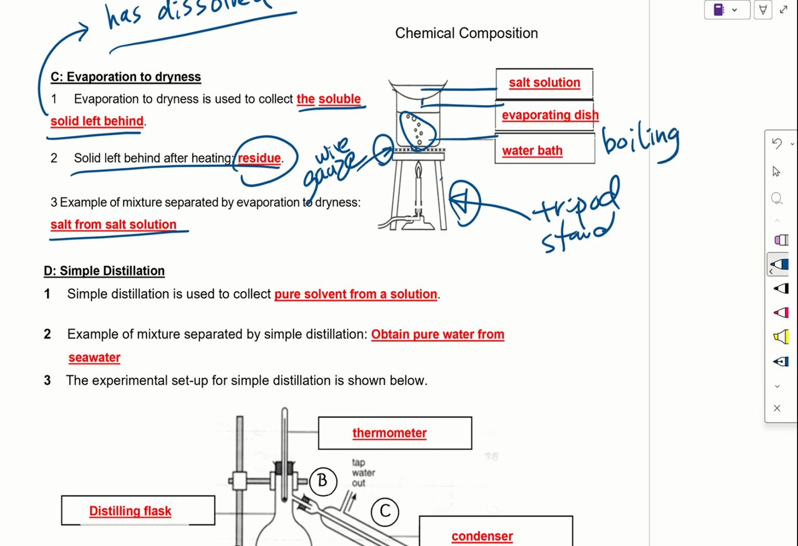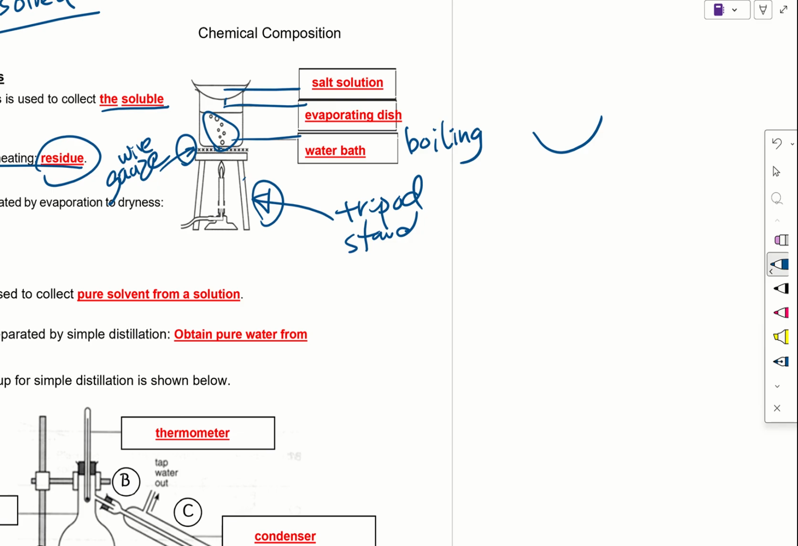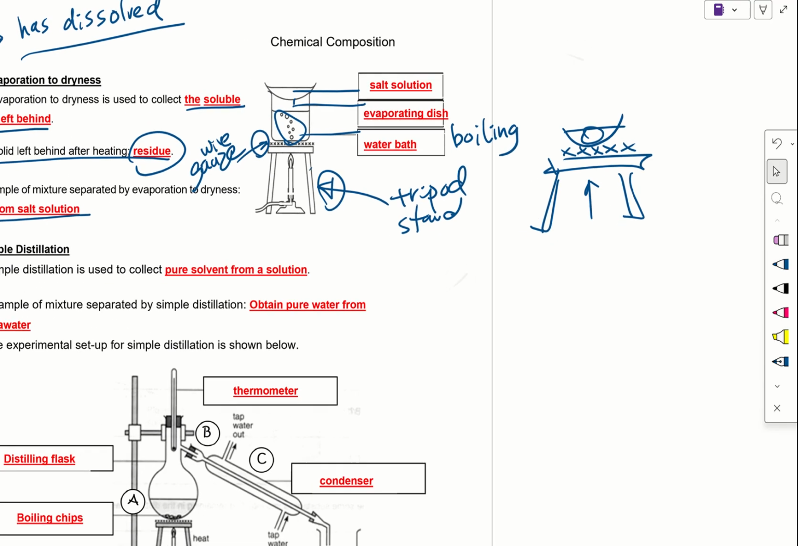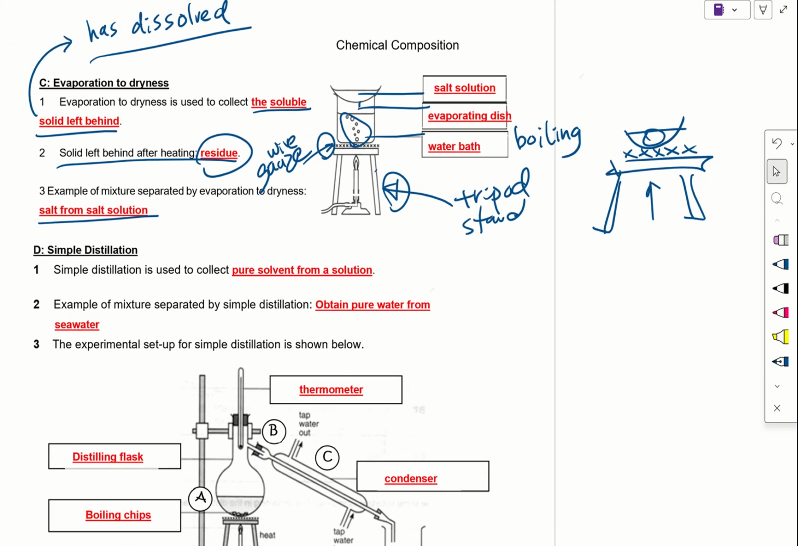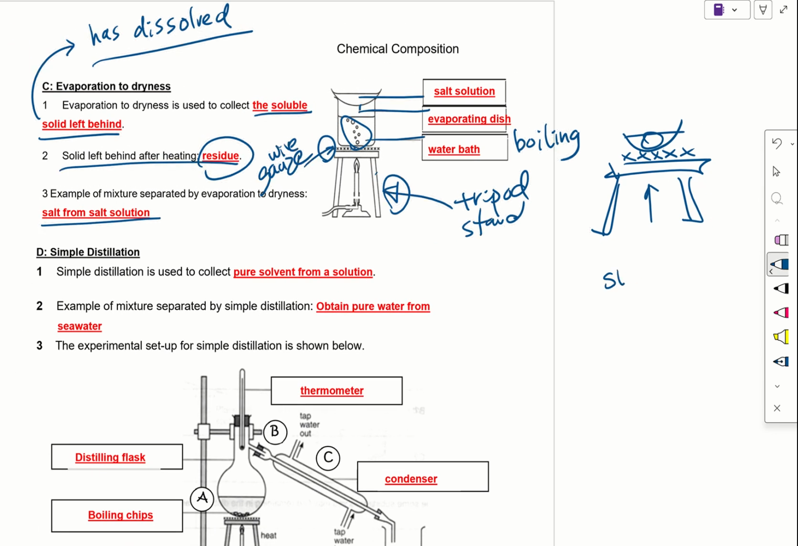Sometimes if we don't have the water bath and we put the solution directly to the heat, the heat may cause the solute to decompose. That means to break down. One good example is your sugar solution. As you know, sugar dissolves in water.